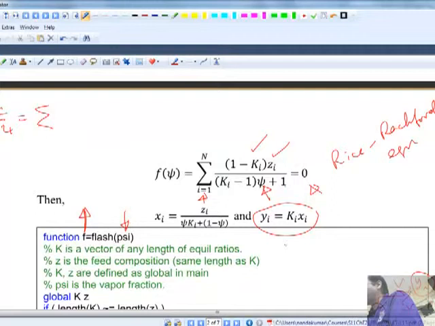Do you know the formula? U over V, the denominator is (K_i minus 1) psi plus 1, squared, right? And then you go to the numerator. Basically what you want is something like d of u over v. It is v squared, v du minus u dv.